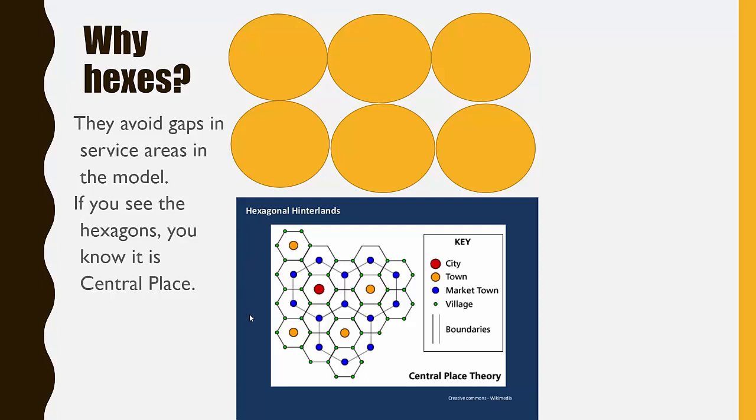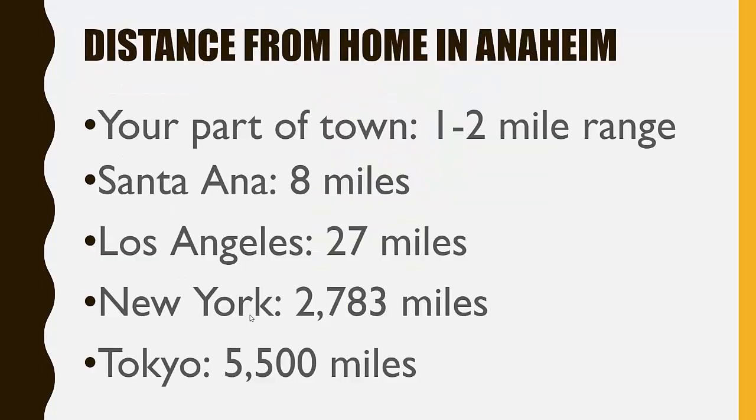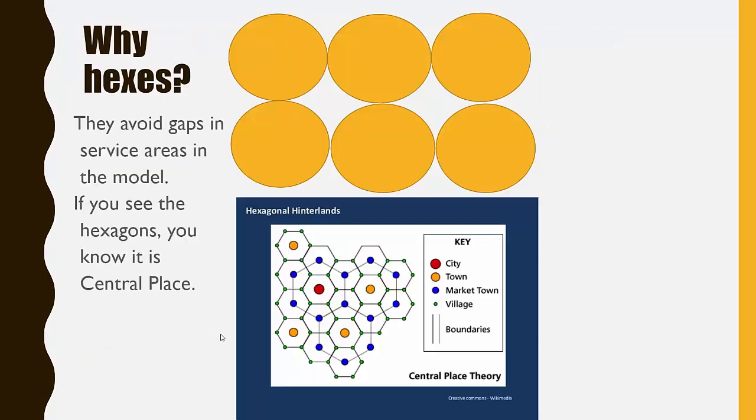Alrighty, so if you see hexagons, you know it is Christaller's central place theory, trying to explain why communities locate where they do. The answer is because of the goods and services that are provided, which are more numerous and higher order in larger populated cities.